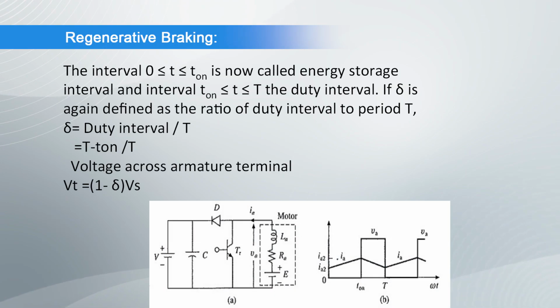The interval 0 to T on is called the energy storage interval, and the time interval between T on and capital T is the duty interval. Regenerative braking of a chopper-fed separately excited DC motor is stable. A DC series motor, however, offers unstable operation characteristics during regenerative braking. As such, regenerative braking of a chopper-controlled series motor is difficult.